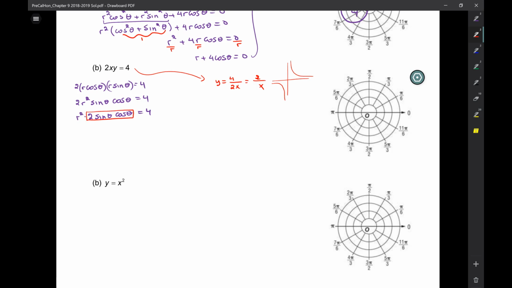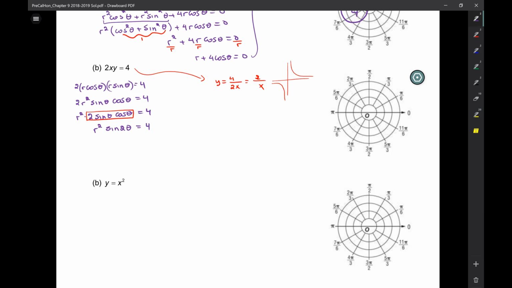I know. What's 2 sine theta cosine theta? It's an identity. It's equal to what? It's a double angle identity. You know what it is? We don't have too much time. It's sine 2 theta. Remember? Sine 2 theta is 2 sine theta cosine theta. So this is r squared sine 2 theta is equal to 4.